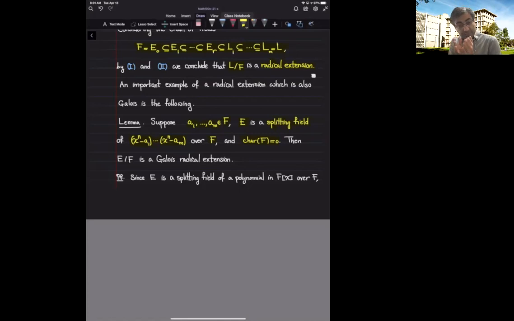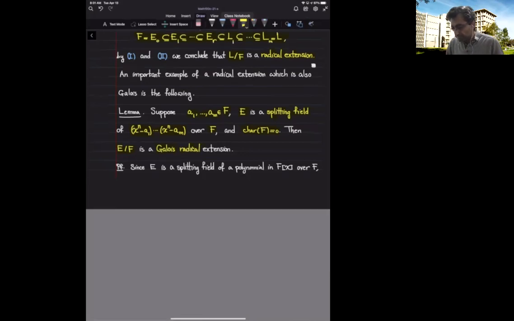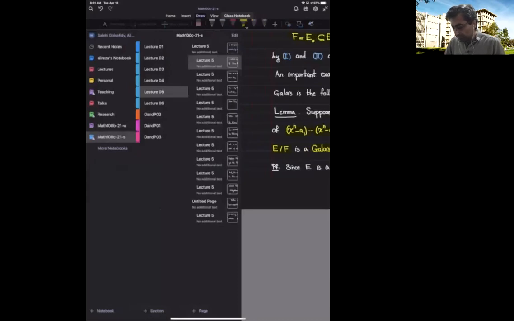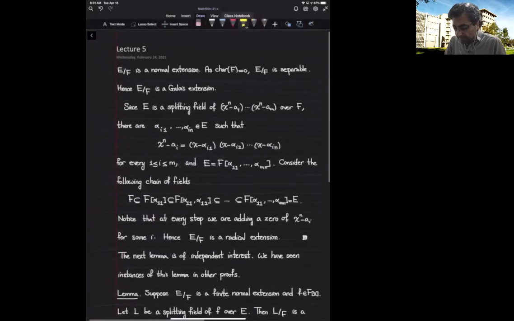So now let's go back to the lemma. We are given these polynomials x^n - a_1, x^n - a_2, and so on, and then I'm looking at the splitting field of this polynomial, and the claim is that this splitting field gives us a field extension that is both Galois and radical. We have already explained why it is Galois. It is a splitting field of a polynomial over F, and therefore it is a normal extension. And characteristic is 0, and therefore it is also a separable extension. That's one way of saying it.